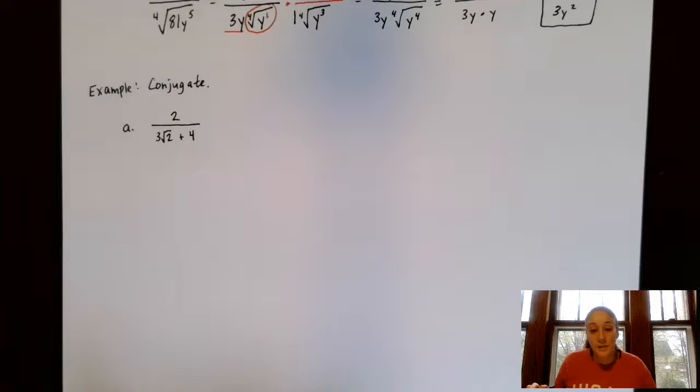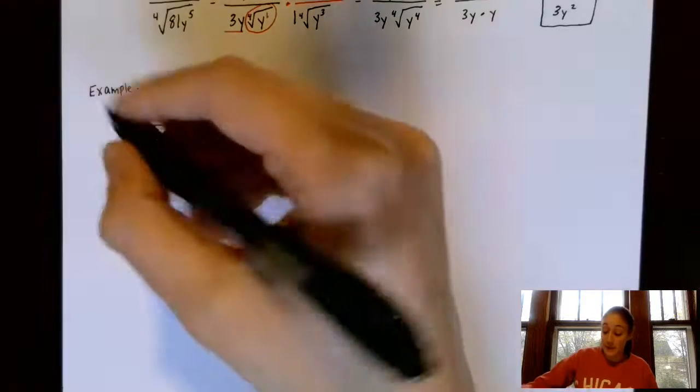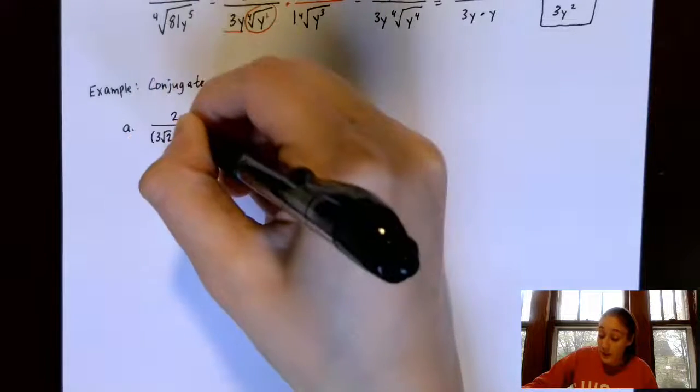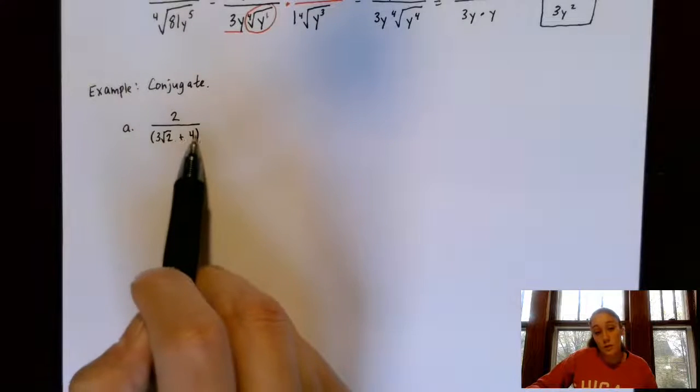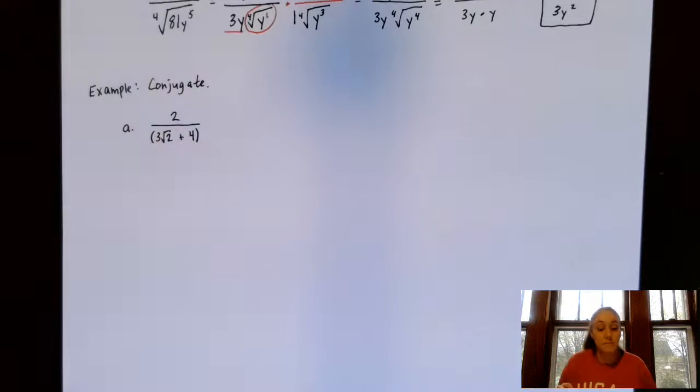Alright, so in this example, we're going to continue rationalizing, but what's different about this problem is that the denominator is no longer one term. It's now two terms. So that means that we actually have a parenthesis here. We have one expression, 3 radical 2 plus 4.